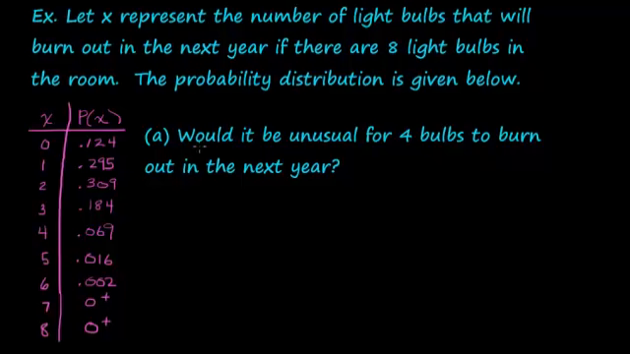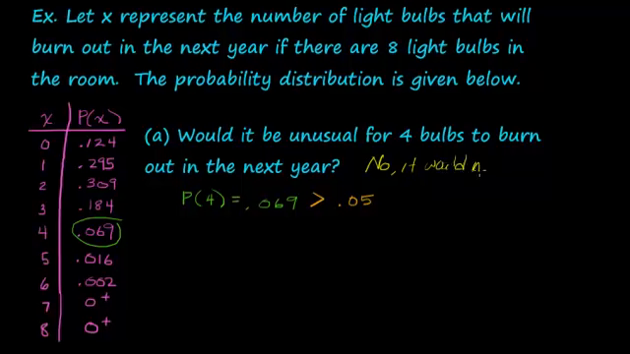So if we use the probability method of determining whether we have an unusual value, we would look at the probability of 4. And the probability of 4 is right here, 0.069. And while that's a small number, based on our criteria, it's greater than the 0.05 we said we would use. So, since it's greater than that cutoff point, we would say that no, it would not be unusual, because the probability of that occurring is greater than 0.05.